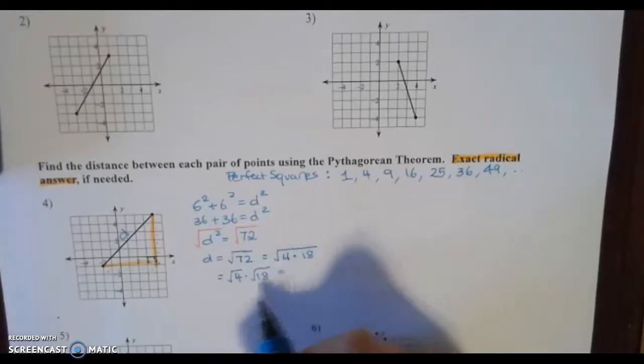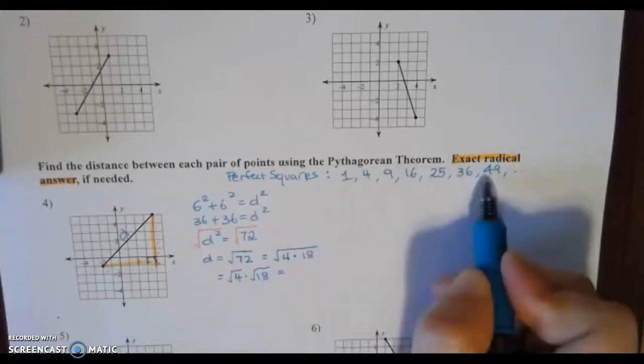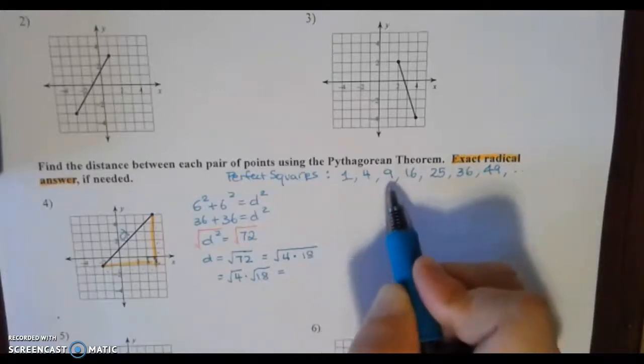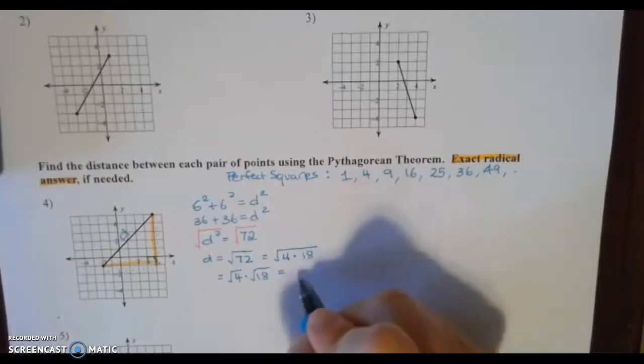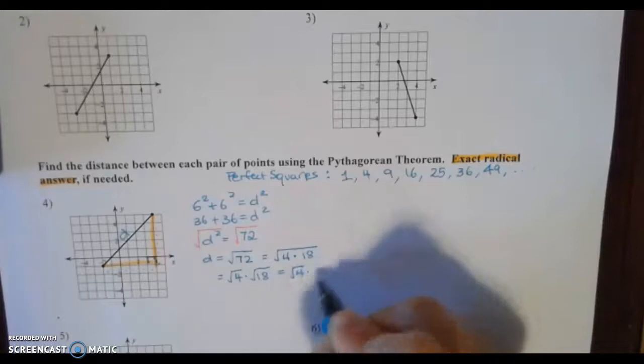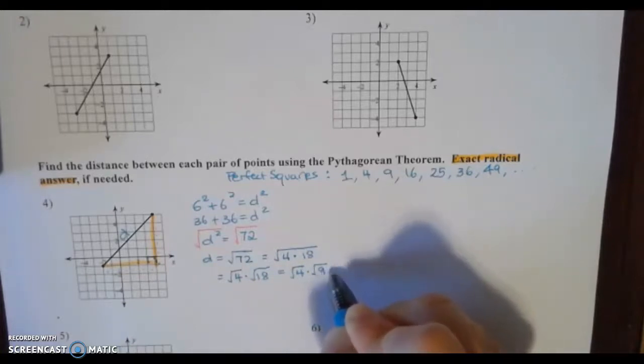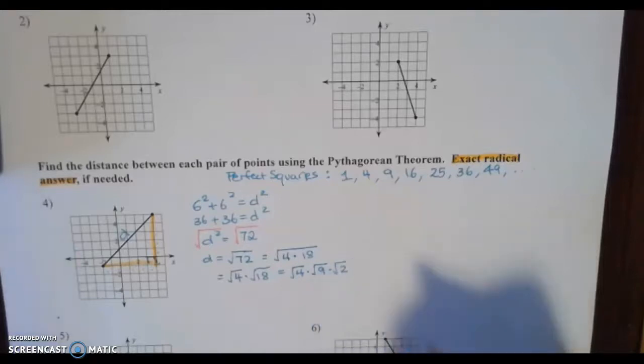Now let's look at square root of 18. Is that divisible by any of these other numbers? Yes, I see the 9 here. So then I can say, square root of 4 times, instead of leaving it as 18, I can say this is the same as square root of 9 times square root of 2.